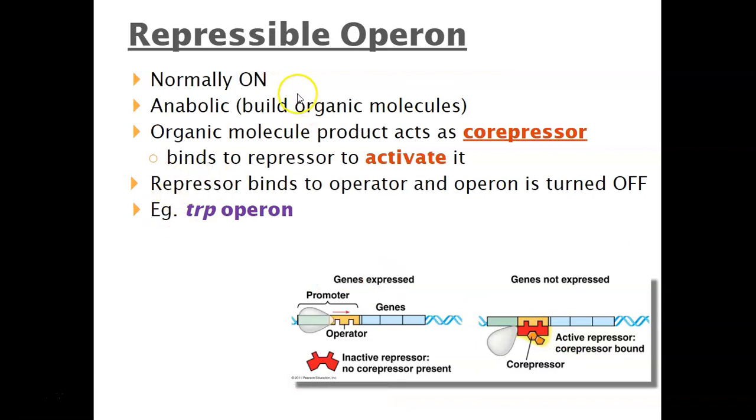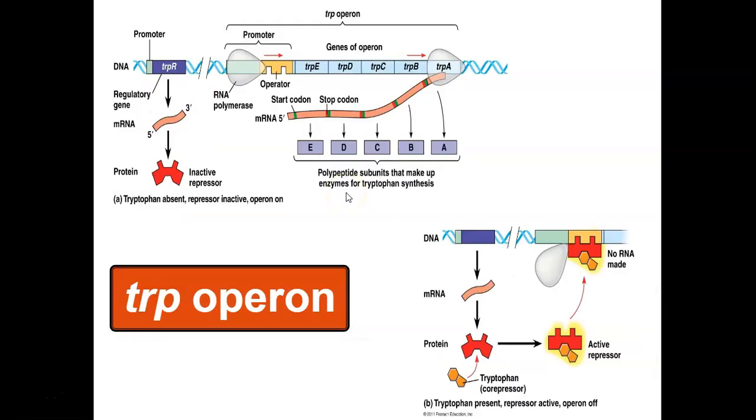One example of the repressible one, meaning normally on, now we're turning it off, is the trp operon. Here's how it works. If we have enough tryptophan, we don't want to make more. It's a way to quality control the amount of things that have been made. Tryptophan itself, as a molecule that is made, acts as a co-repressor.